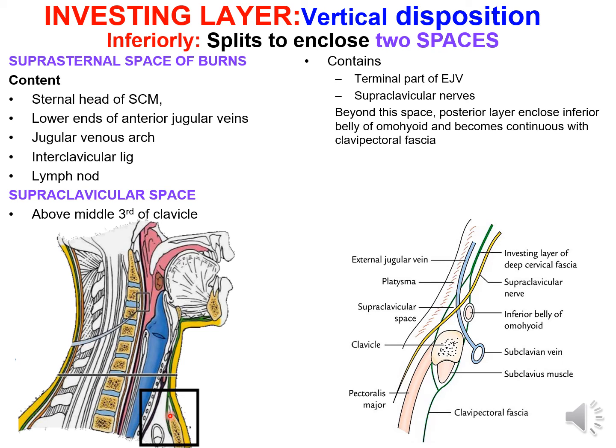You will study about these structures in the triangles of neck, and then you will be able to understand them better. Above the clavicle, middle 1/3 of the clavicle, it contains the terminal part of the external jugular vein and the supraclavicular nerves. Now, behind the supraclavicular space, the posterior layer will enclose the inferior belly of the omohyoid and it will become continuous with the clavipectoral fascia.